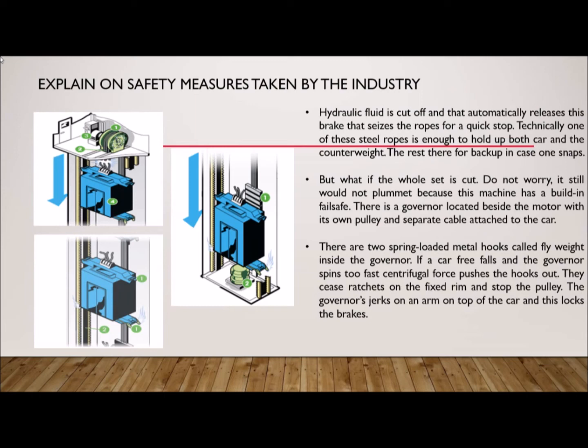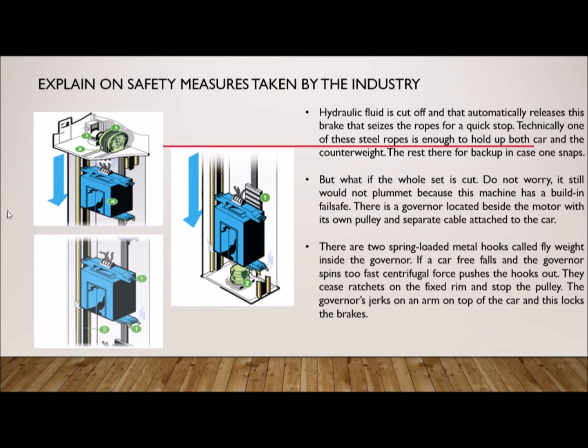If anything goes wrong with the motor, hydraulic fluid is cut off and that automatically releases a brake that seizes the rope for a quick stop. In this picture 1, this picture 2 and picture 3. Technically, one of these steel ropes is enough to hold up both the car and the counterweight. One is enough. The rest are there for backup in case one snaps.